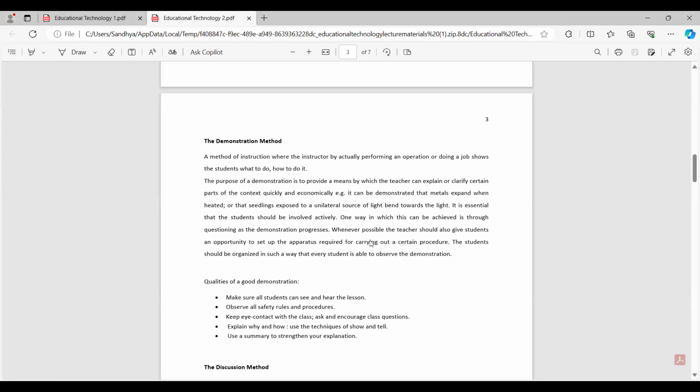Okay? Why does the teacher select the demonstration method? What can be the reasons? Limited resources.